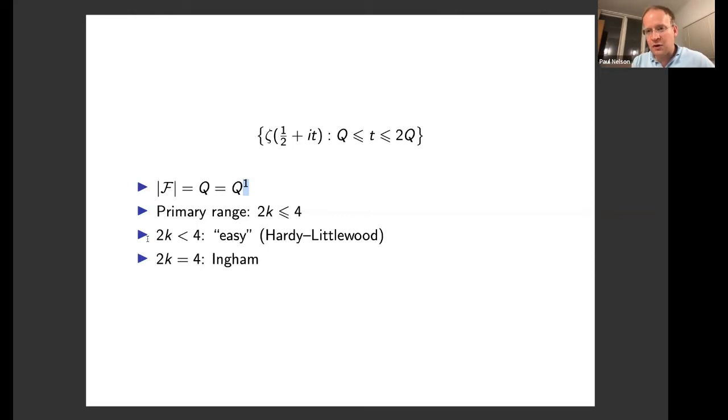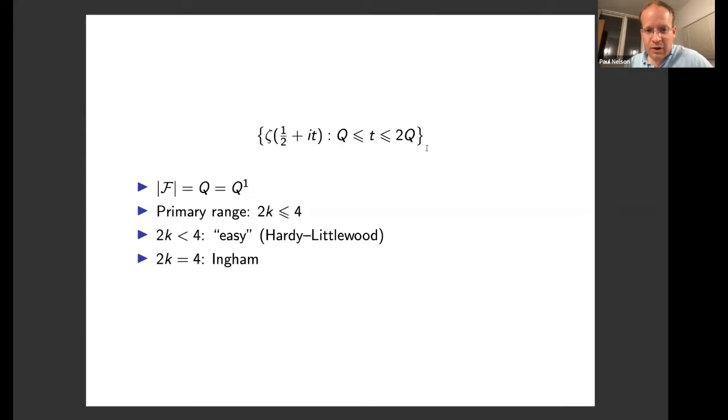And we know this from the history of the subject that moments lower than the 4th moment for zeta are easy to understand asymptotically, whereas the 4th moment we have for something like a century, and then the higher moments we don't know how to understand asymptotically, unconditionally at least.